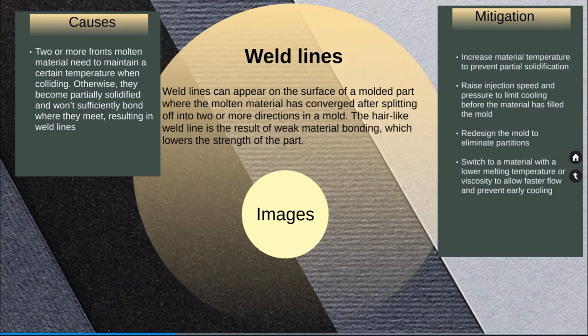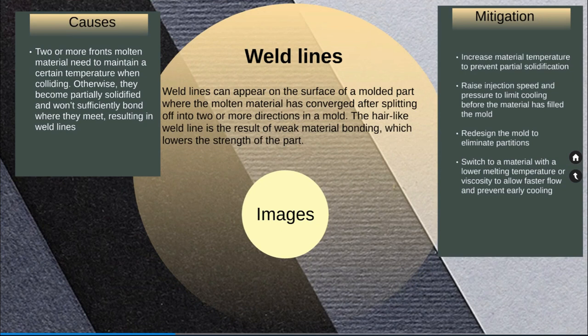So when the molten material passes through two different directions and collides within the mold, if both are at different temperatures, weld lines can happen. Otherwise they become partially solidified and won't sufficiently bond where they meet, resulting in weld lines. So what are the mitigation plans for the weld lines?